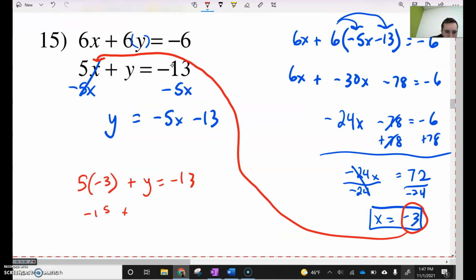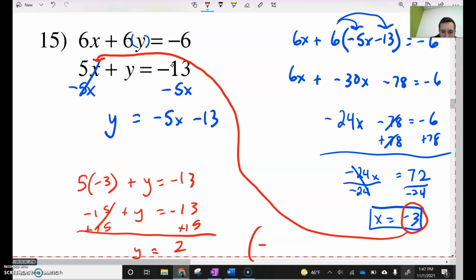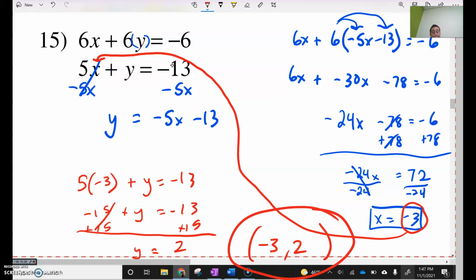Negative 15 plus y equals negative 13. Add 15. See, now I'm solving for y. So all of our old techniques are coming back. Cancel. Y equals 2. So our final answer is negative 3 comma 2. That is our solution. Okay?